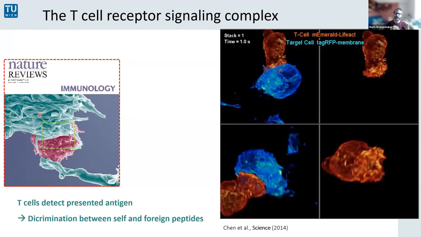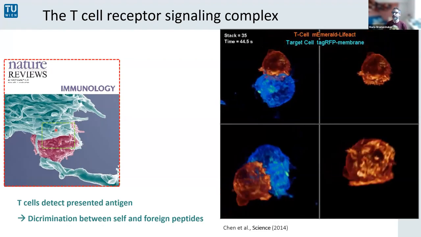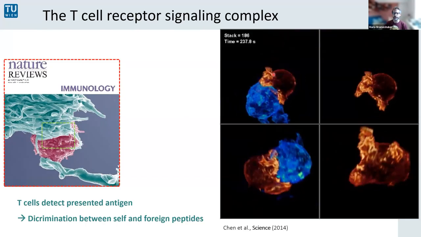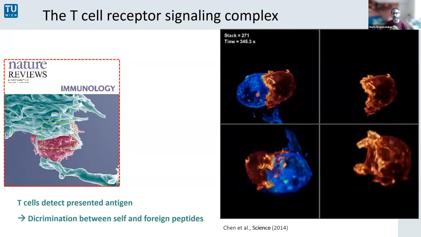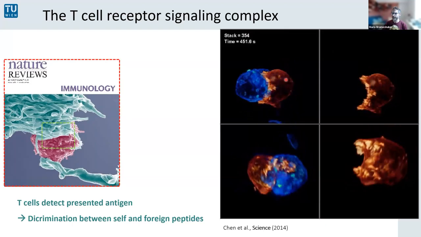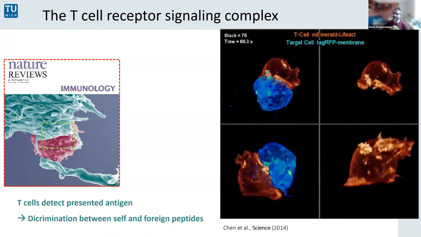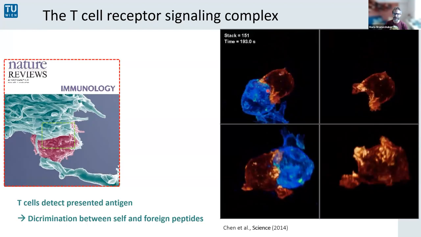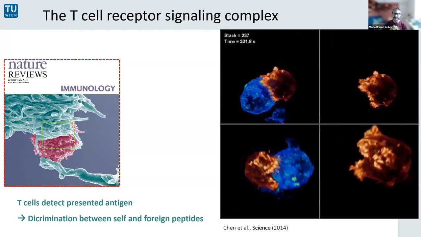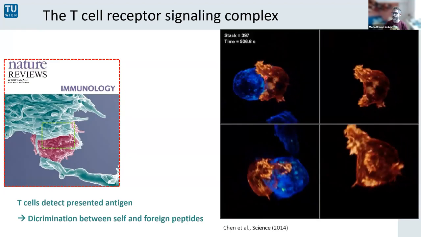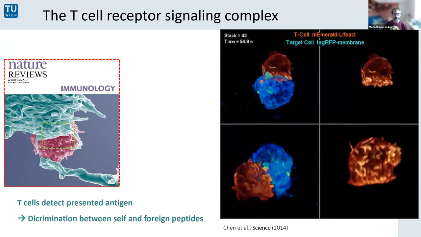This process of detection, you can see on the left side an electron micrograph of a T cell in red, interacting with an antigen-presenting cell, is a very dynamic process, as you can see on the right side. These are lattice light sheet microscopy recordings of a T cell, in red, interacting with an antigen-presenting cell. In this case, it's even a cytotoxic T cell. The process ends by the T cell killing the antigen-presenting cell. But you can see that the process is highly dynamic. The membrane is fluctuating, you have a lot of membrane ruffles, and the actin cytoskeleton is extremely dynamic. So a lot of things are going on at the same time.